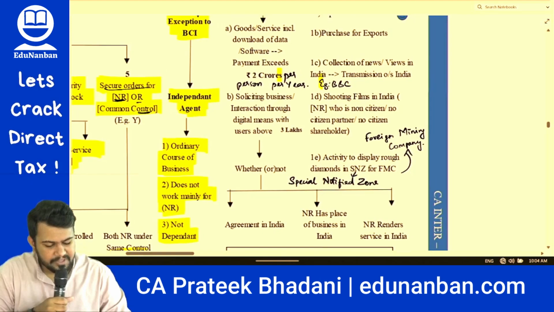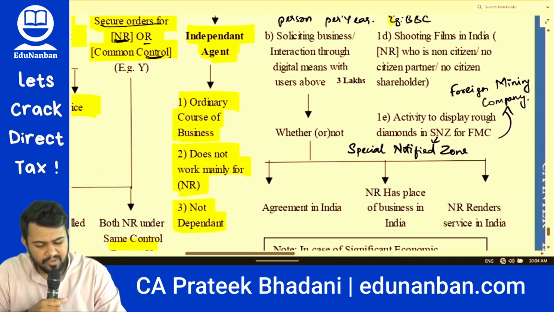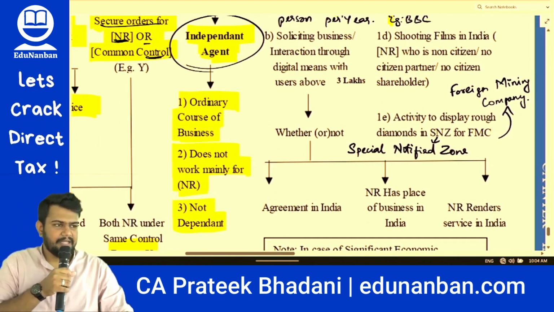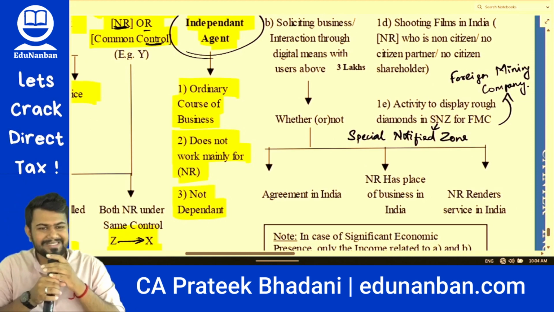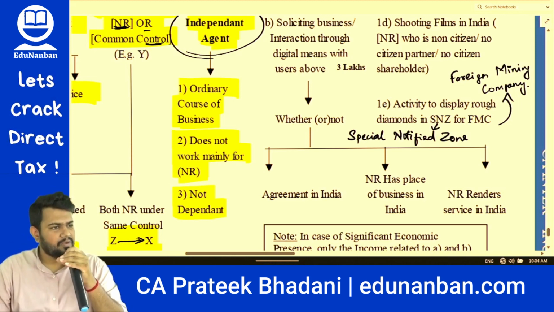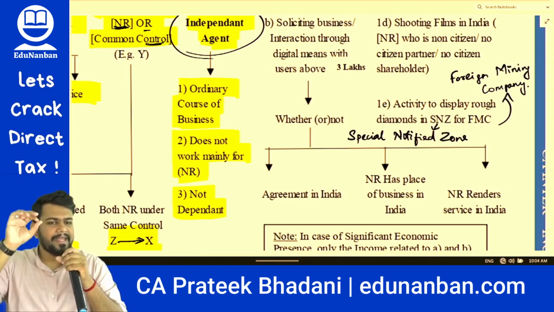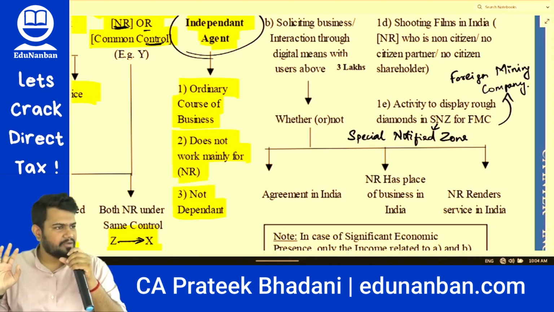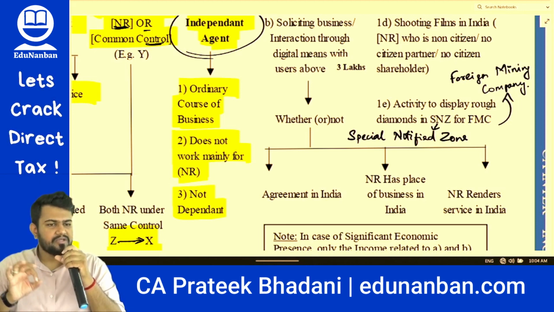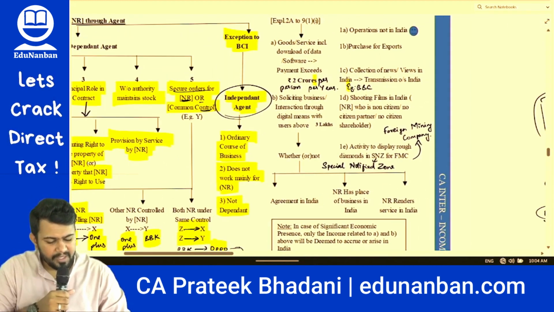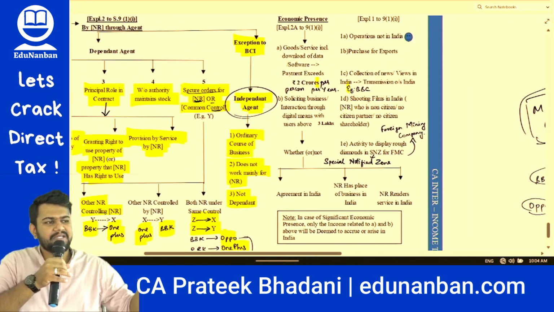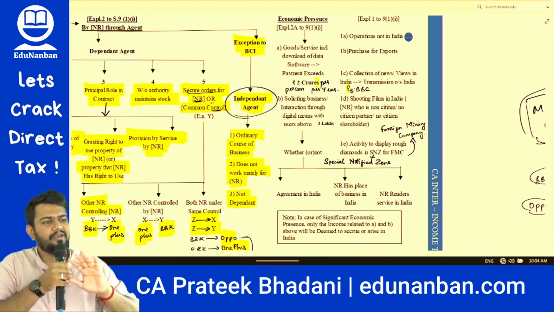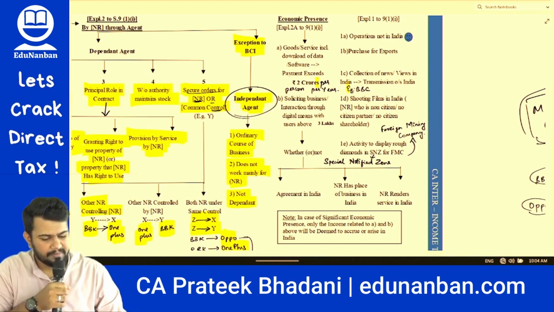Now what is the exception to a dependent agent? The exception to a dependent agent is an independent agent. Who is an independent agent? Number one, an independent agent is a person who does agency in the ordinary course of business. Number two, he should not work mainly for that non-resident. And number three, he should not be dependent. If all three conditions are satisfied, the person will be called an independent agent. And if transactions are done through an independent agent, it will not be considered as a business connection.